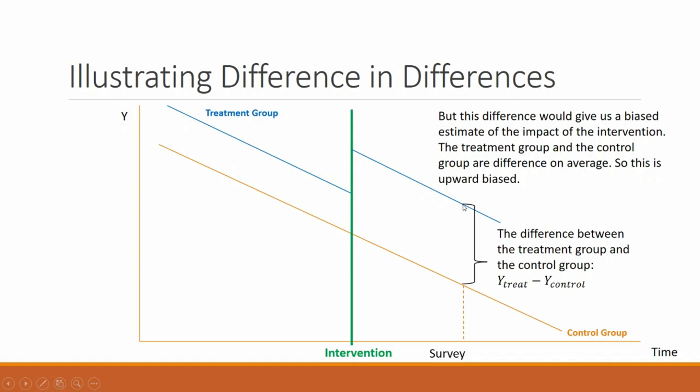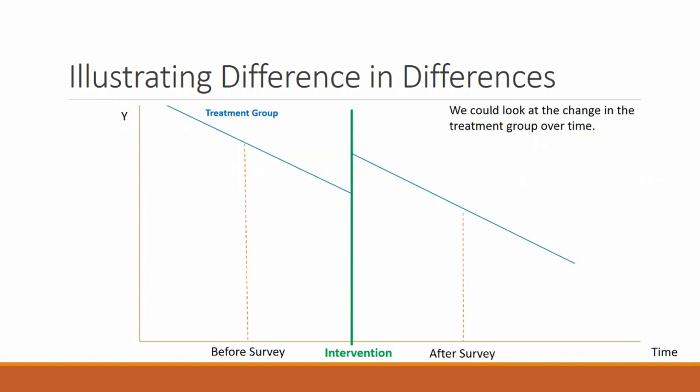So if we just took the difference between the treatment group and the control group after the intervention, we're going to get a biased estimate because the treatment group and the control group are already different in the absence of the treatment. And so I cannot simply compare the treatment group with the control group after the intervention. I can't just use a single data set and measure the difference between the treatment group and the control group because they are different. Okay, so I can't only compare treatment and control. Can't do that.